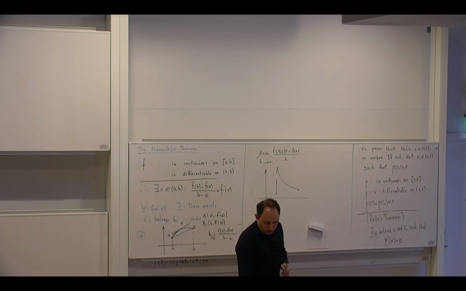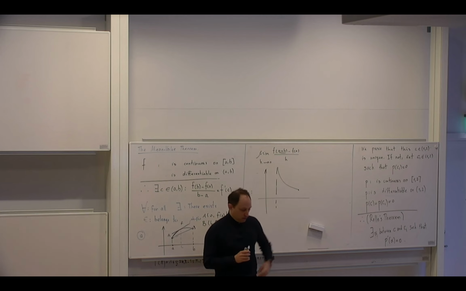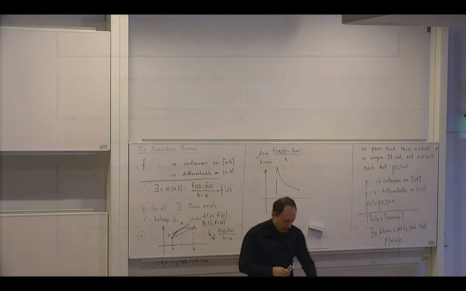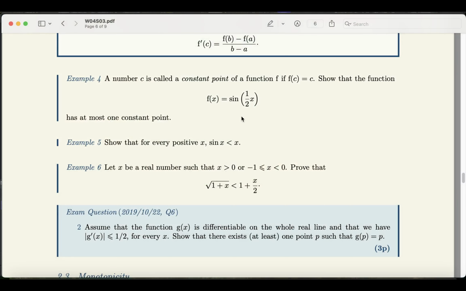Okay, but now let us go and try to solve some problems. So one example we solve and then we have the break. Okay, so example number 4, I want to solve it together. A number c is called a constant point of a function if f of c is equal to c. That is a definition. So I have informed you about what it means to have a constant point for a function. Show that this function f of x equals sine of 1 over 2x has at most one constant point.